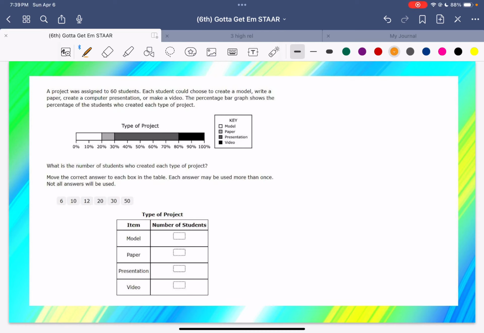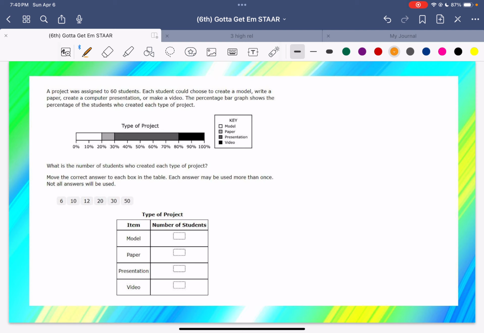All right, we're going to look at a percent bar graph problem. It comes from a released STAAR test item in 6th grade. It says a project was assigned to 60 students. Each student could choose to create a model, write a paper, create a computer presentation, or make a video. The percentage bar graph shows the percentage of the students who created each type of project.